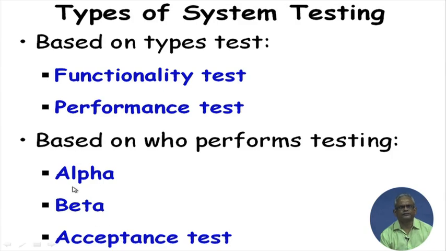Alpha testing is done by the developing organization, and here, as we can see, they have access to the internals of the software, whereas beta testing is done by friendly customers. We just offer them the software, saying please use it and check if it is working all right or there are bugs. And after this, finally, it is the customer who, before taking delivery of the software, does the acceptance test.